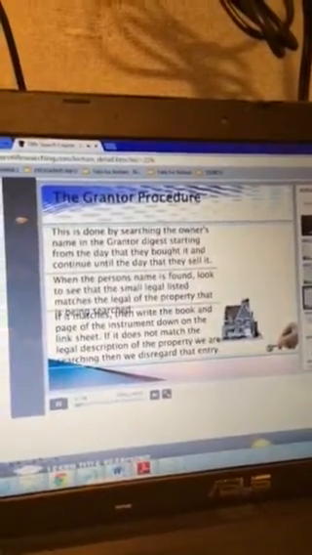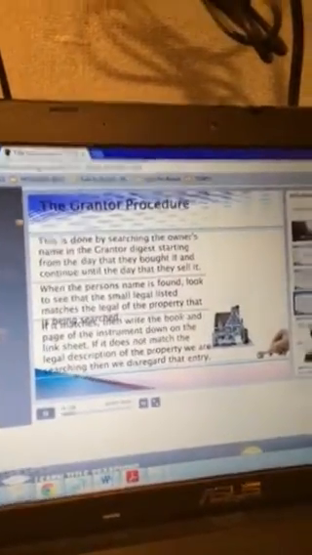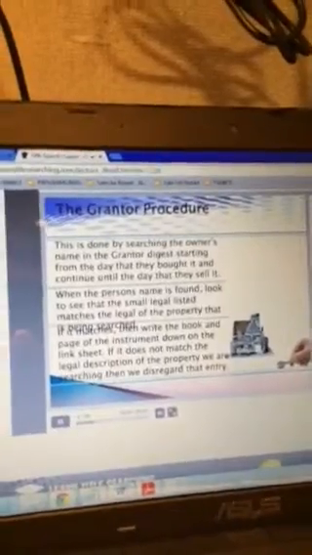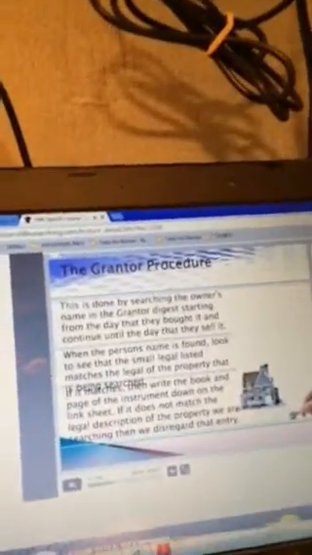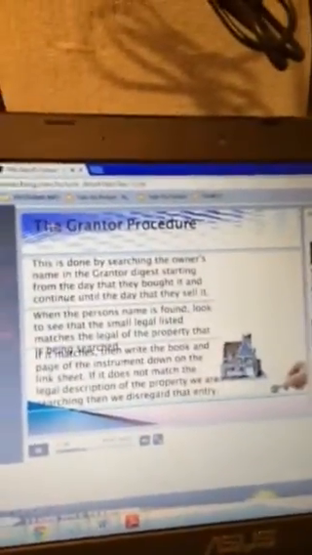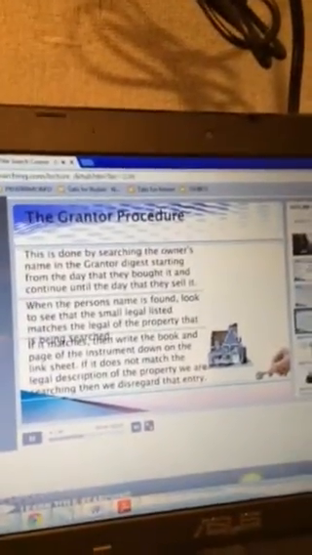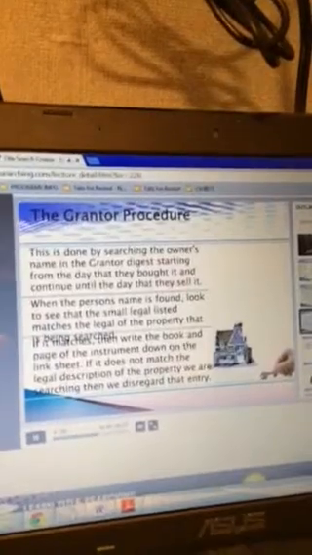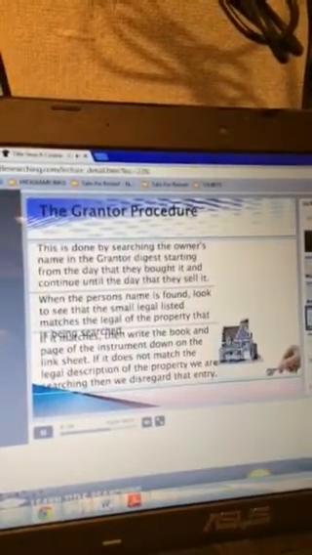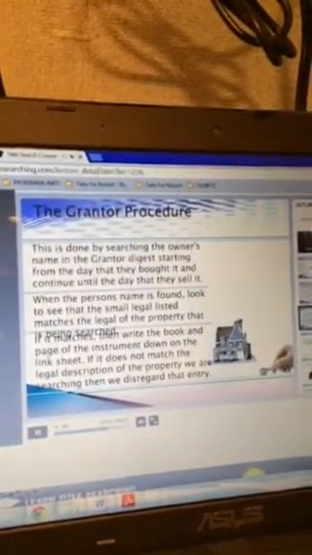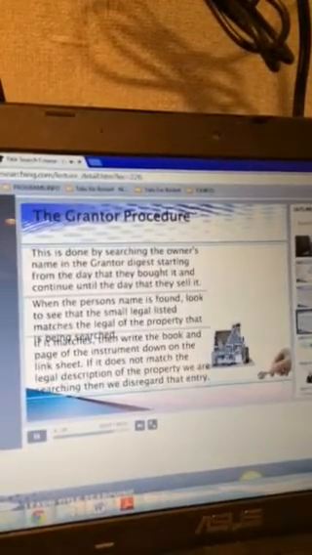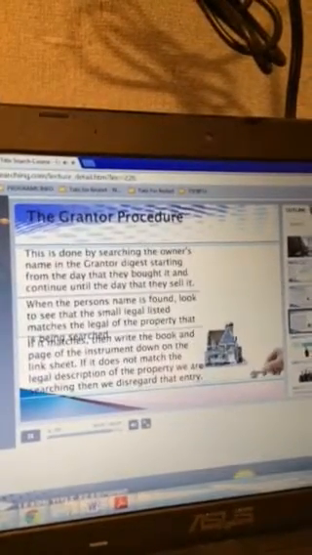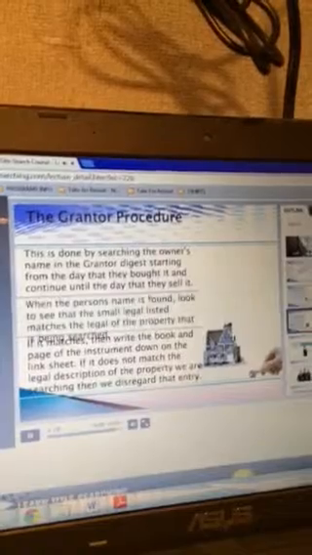This is done by searching the owner's name in the Grantor Digest, starting from the day that they bought it and continuing until the day that they sell it. When the person's name is found, look to see that the small legal listed matches the legal of the property that is being searched. If it matches, then write the book and page of the instrument down on the link sheet. If it does not match the legal description of the property we're searching, then we disregard that entry.